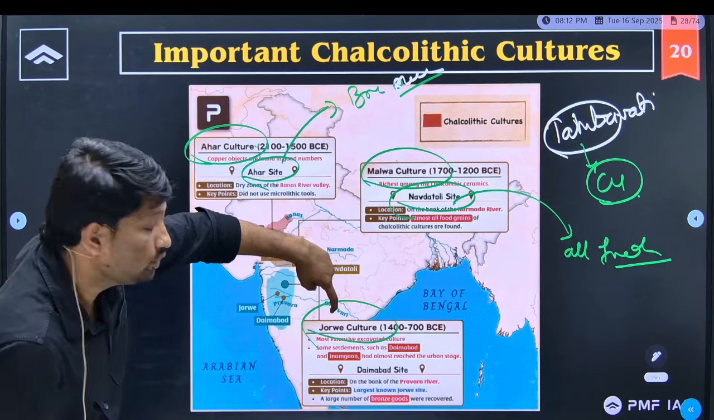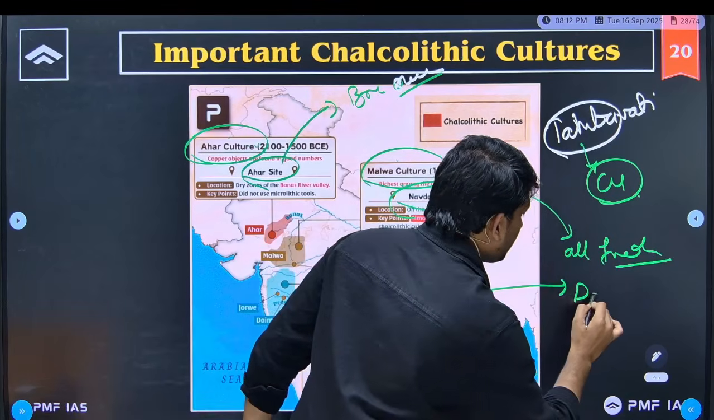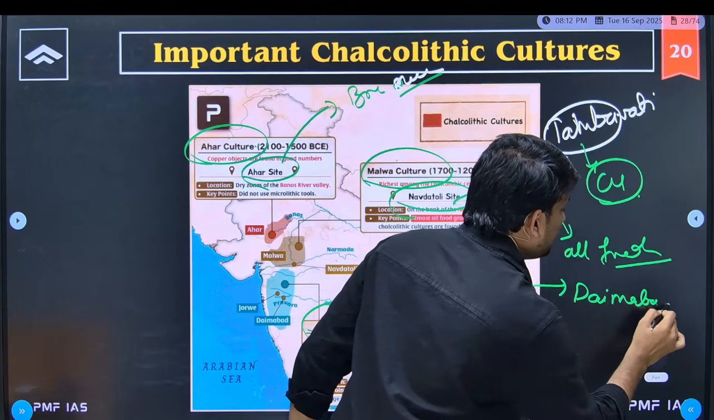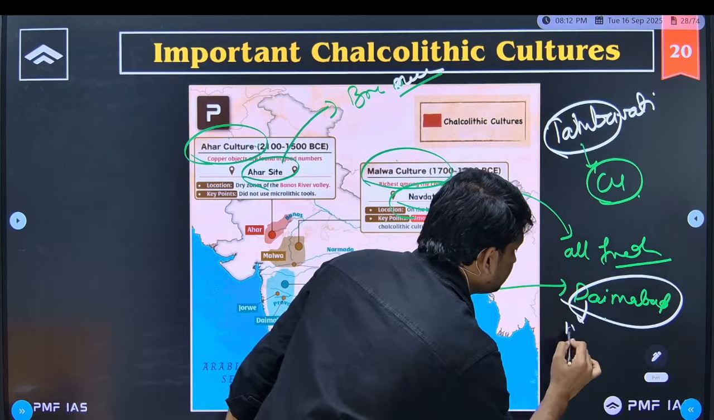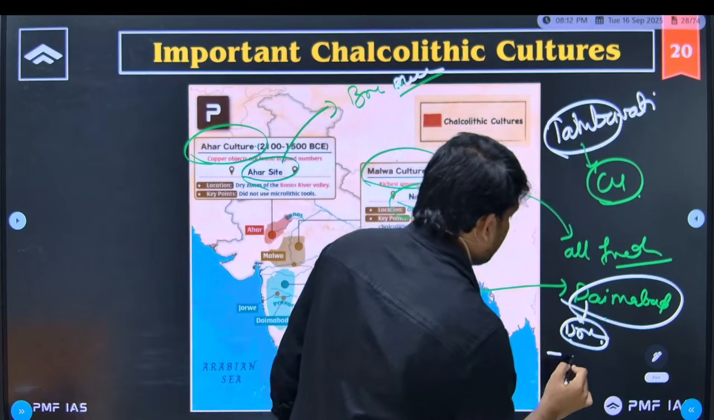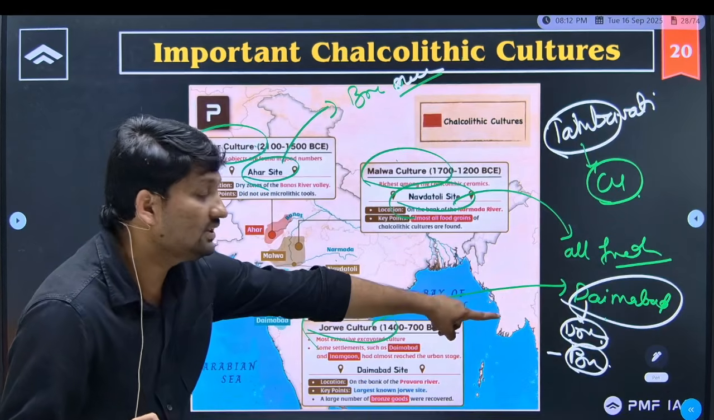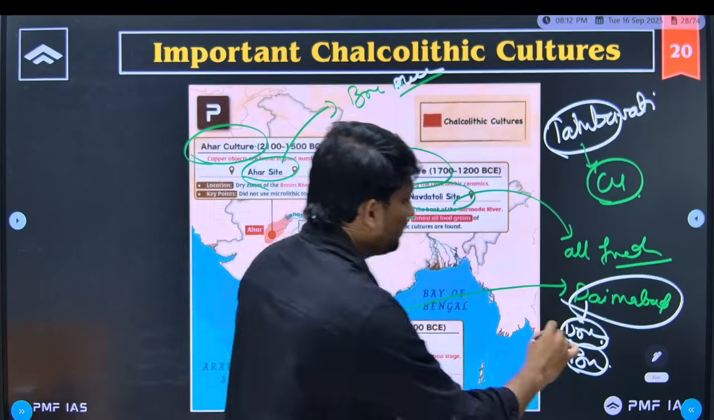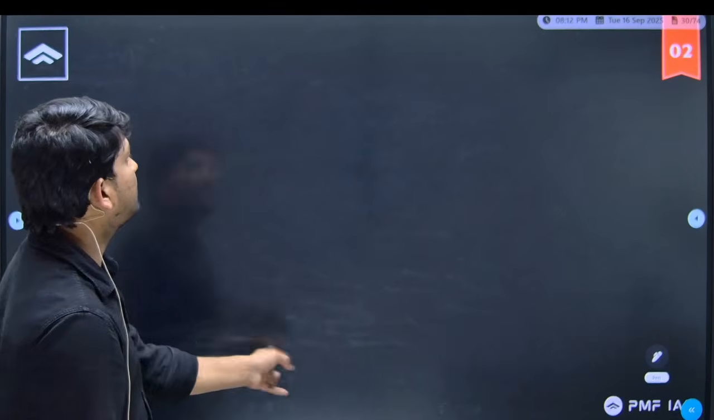Next is Jorwe culture. In Jorwe culture, remember the most important site is Daimabad. Why is Daimabad important? This site almost reached urbanization, and we have also found some bronze objects. Which are the two sites which almost reached urbanization? First is Inamgaon and then Daimabad. So we have already discussed all these points.